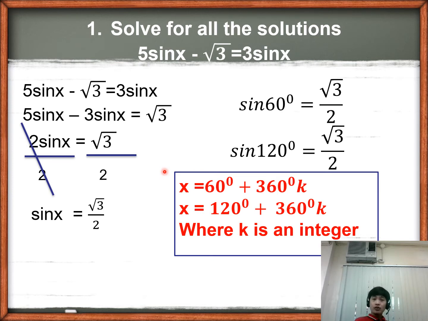Correct? So, ibig sabihin, lahat ng solutions for this particular equation is x is equal to 60 degrees plus 360 degrees k for this angle na coterminal nito. Okay? And x is equal to 120 degrees plus 360 degrees k. This particular equation pertains to the angles coterminal to 120, and this one pertains to the angles coterminal to 60 degrees.